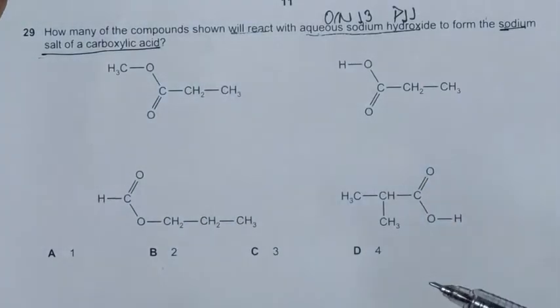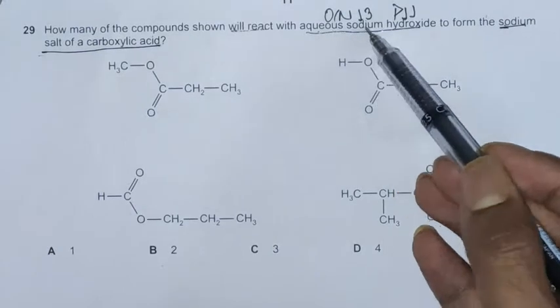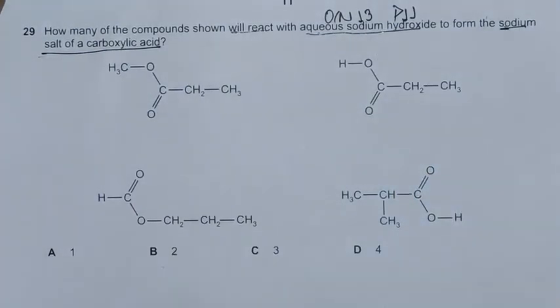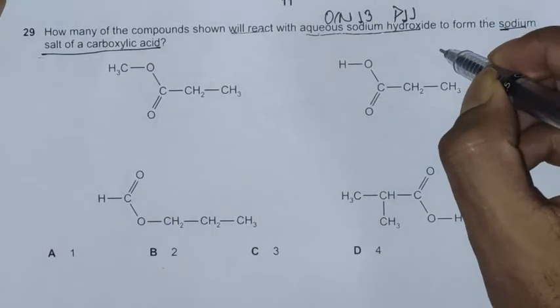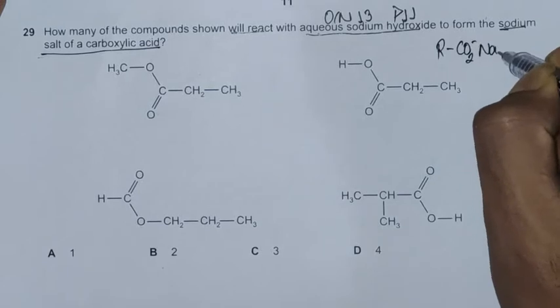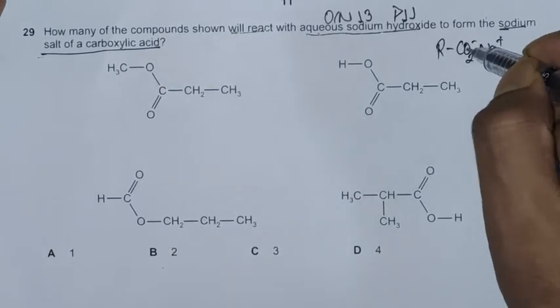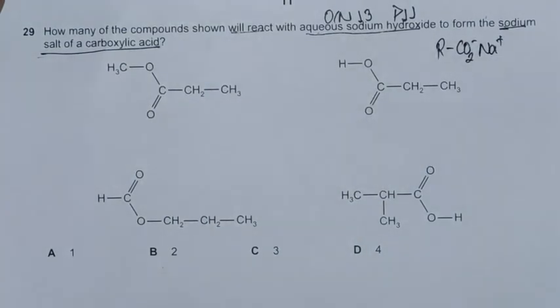We have been given 4 compounds and we have to identify how many will react with aqueous NaOH to form the sodium salt of carboxylic acid. The general formula of a sodium salt of a carboxylic acid is RCO2 minus Na plus. It is a salt, so we are writing it as ions.